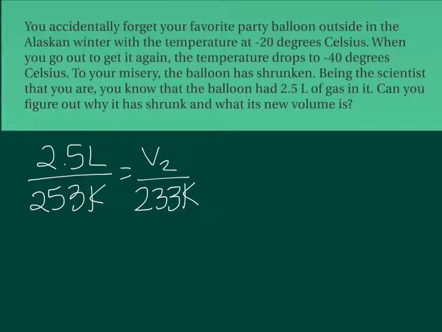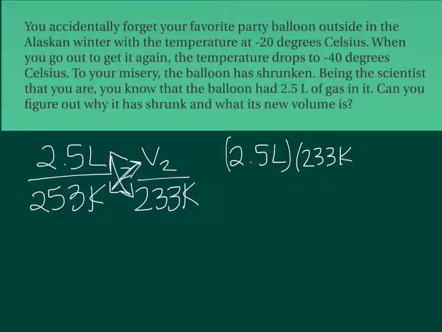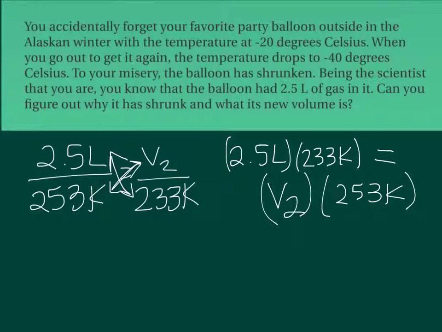In order to solve for V2, like I said, we have to separate it. The first step in doing that would be cross multiplication, which means that we just multiply the units that are diagonal from each other. So that would mean 2.5 liters times 233 Kelvin equals V2 times 253 Kelvin. Now, to solve this, we have to divide both sides by 253 because we want to isolate this variable.